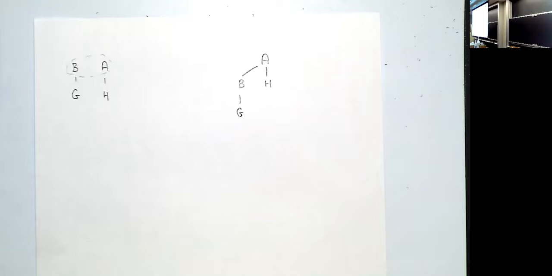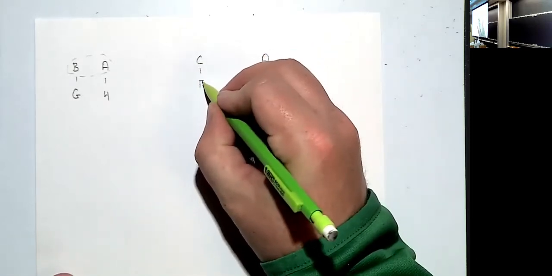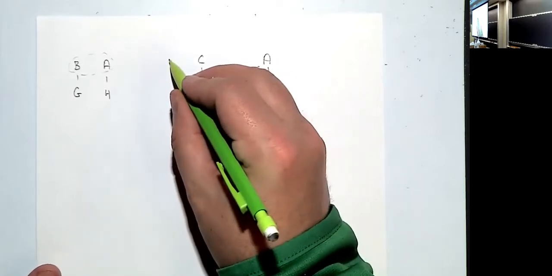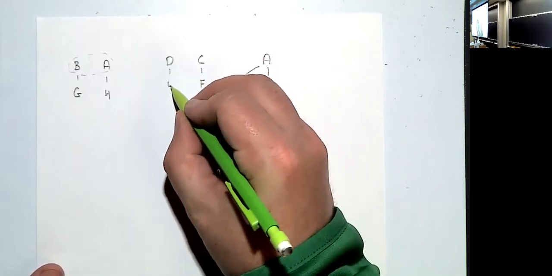So now the next set we're going to have is C, F, D, and E. So C is initially going to be here, and F is initially going to be its child since F is larger. Now we have D and E. So D is going to be over here initially since it's 1, and then E would become its child.